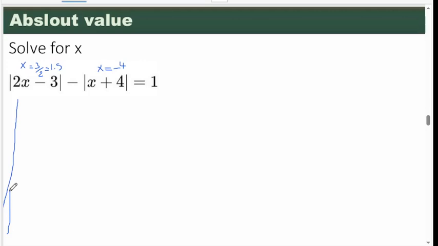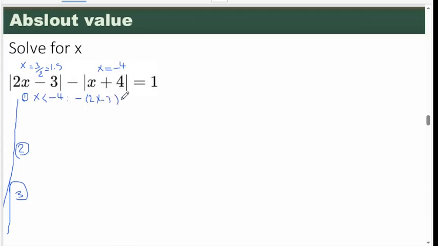Okay, so I split this expression to three cases or three parts. The first part, I said x is smaller than the smallest critical point between 1.5 and negative 4. The smallest would be negative 4. Okay, I go for negative 4. So less than negative 4, that means less than 1.5. So to get rid of this absolute value, I have to multiply inside with negative because inside would be negative.